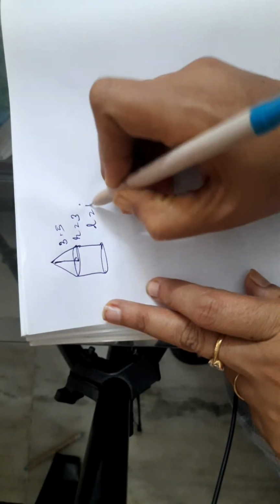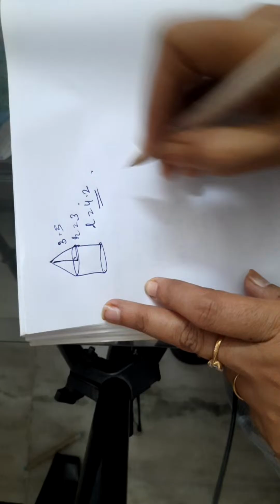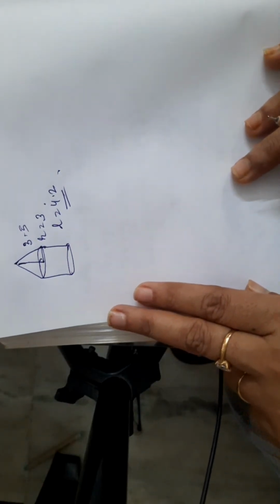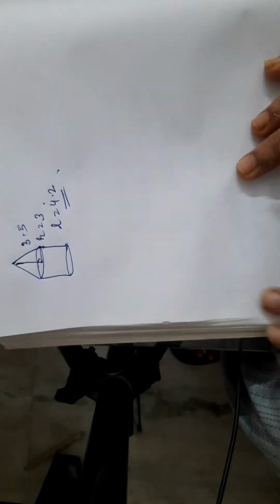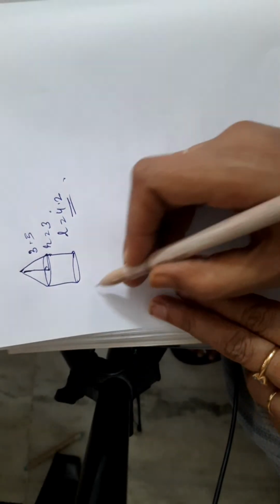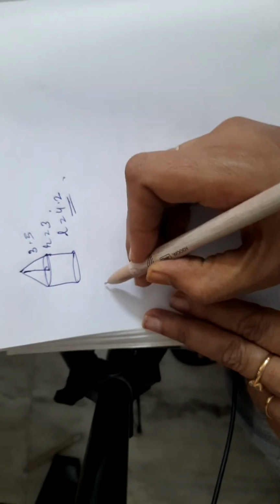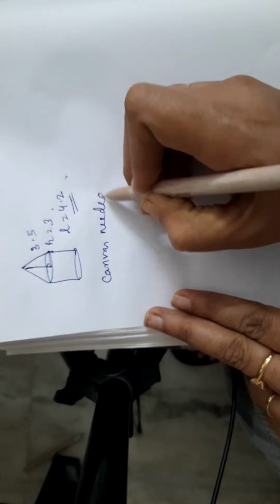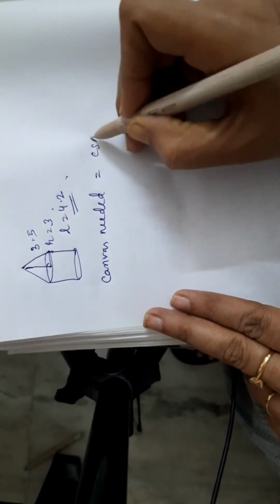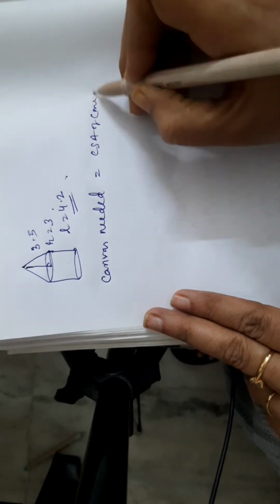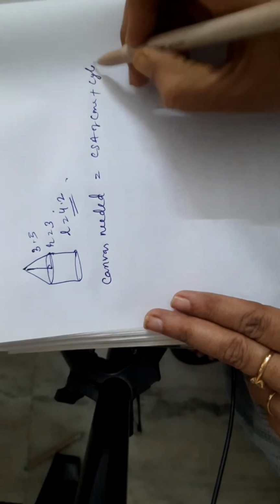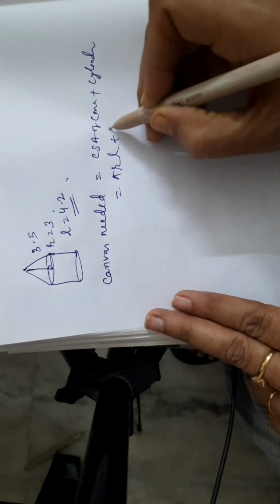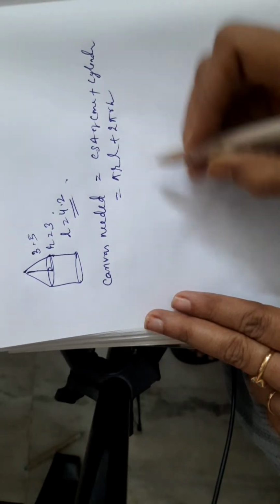L is given 4.2. Find the area of canvas required for making the tent. So we need to find the area of canvas. So here canvas needed is the CSA of cone plus cylinder. CSA of cone is pi RL. For cylinder it is 2 pi RH.